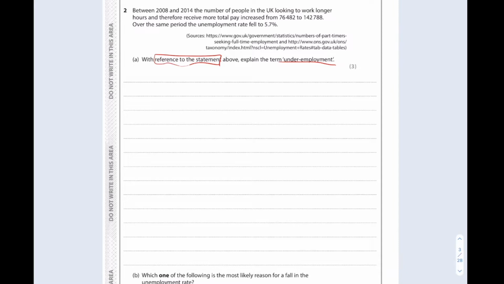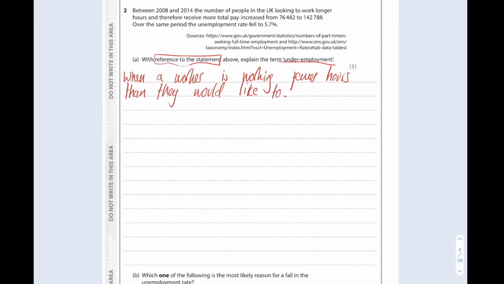So underemployment is when a worker is working fewer hours than they would like to. The other thing that you can say is that it's when they're overqualified for the work that they do.